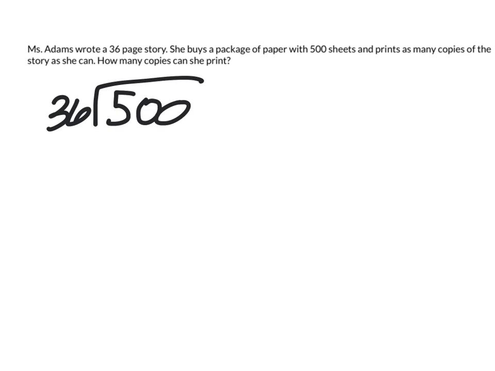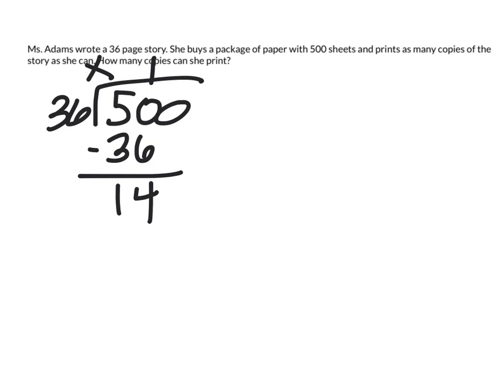So I can make one group of 40 in 50. Therefore, I'm pretty sure that I can make only one group of 36 in 50 as well. So I multiply 1 times 36 equals 36. Subtract, and I end up with 14.